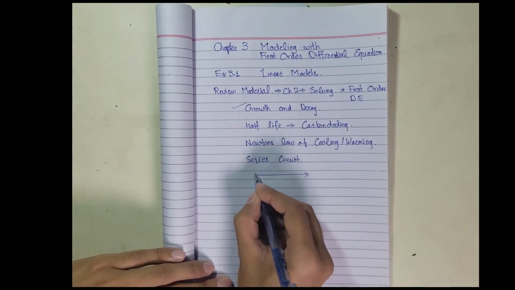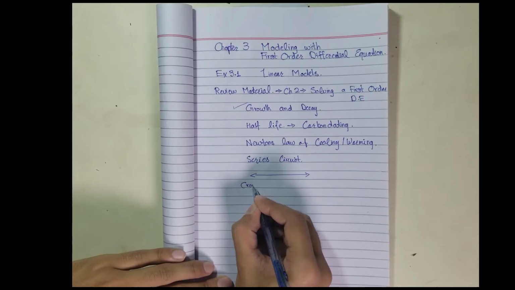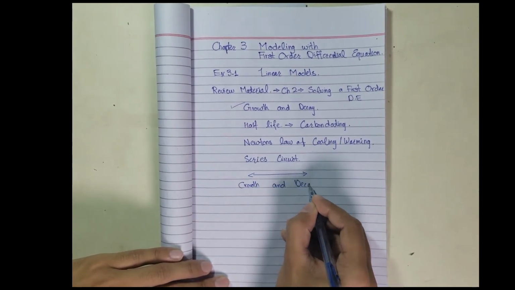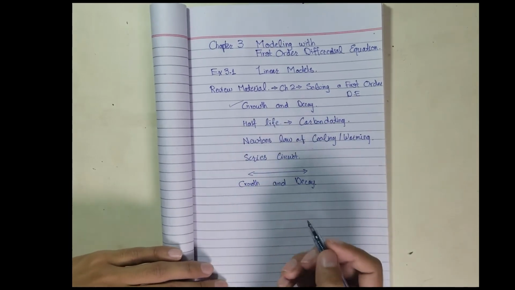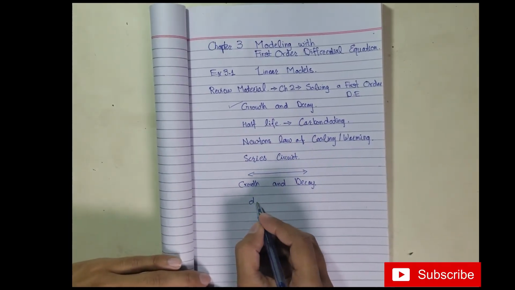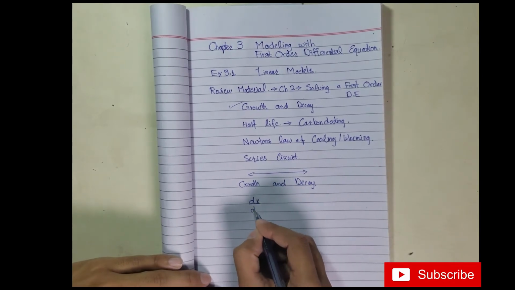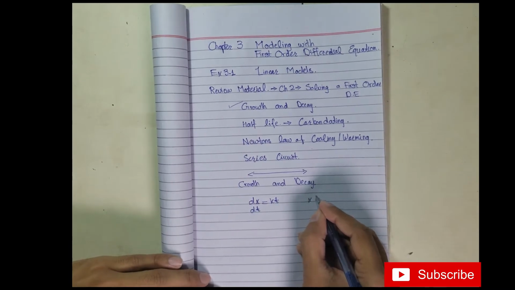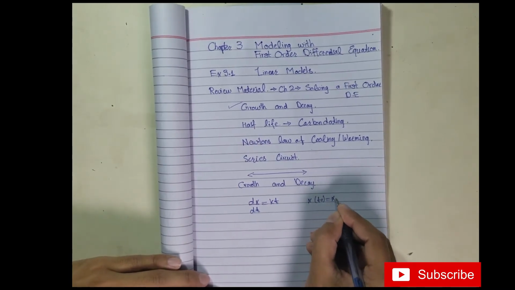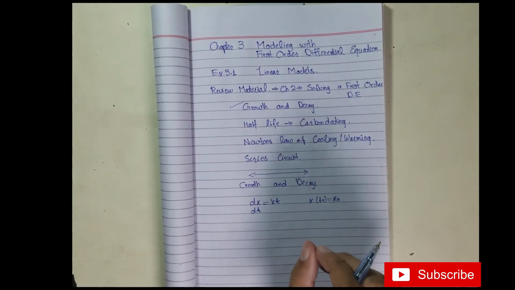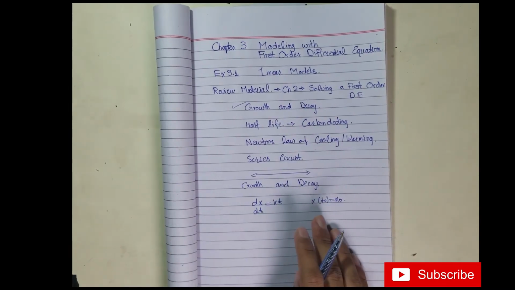Starting our topic, growth and decay problems. So what are these problems? The initial value problem is the equation dx/dt = kx, where at t = t naught, x = x naught. This is the differential equation, and this is the initial value condition. And k is the constant of proportionality.